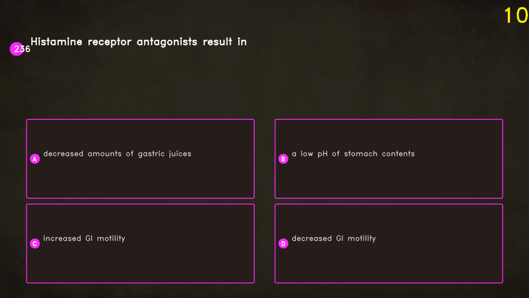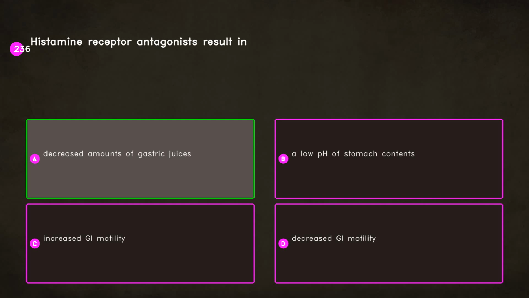Question 236. Histamine receptor antagonists result in A. decreased amounts of gastric juices. B. a low pH of stomach content. C. increased GI motility. D. decreased GI motility. The correct answer is decreased amounts of gastric juices.